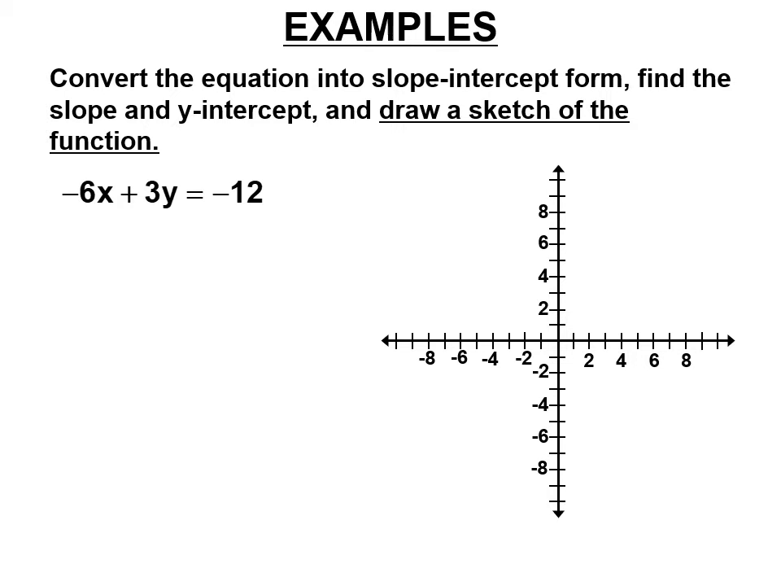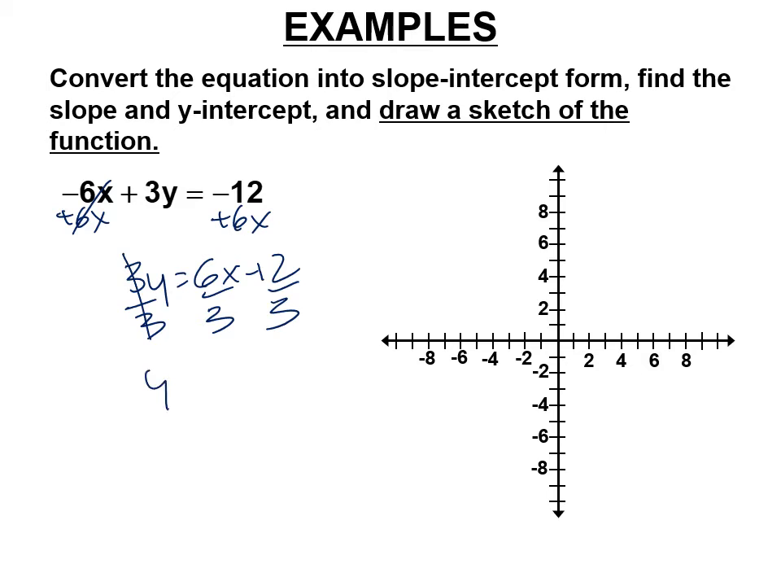Okay. So we're going to add 6x to both sides. 3y equals 6x minus 12. Divide everything by 3. y equals 2x minus 4. The y-intercept is (0, negative 4). The slope is 2. And hopefully I've done better than I did on the last screen.